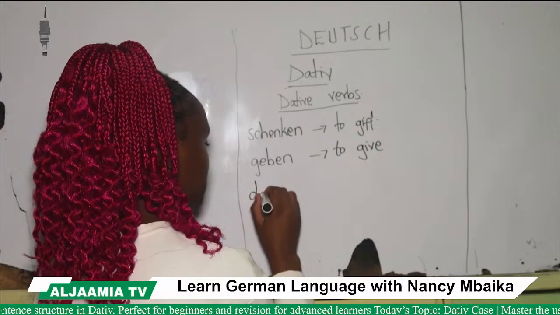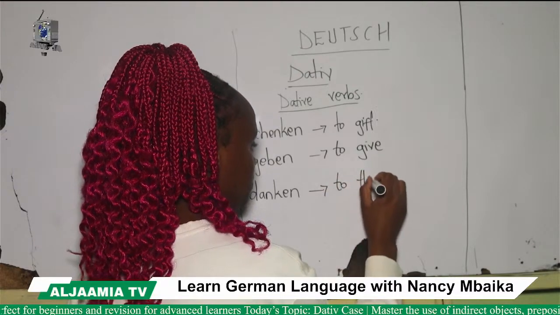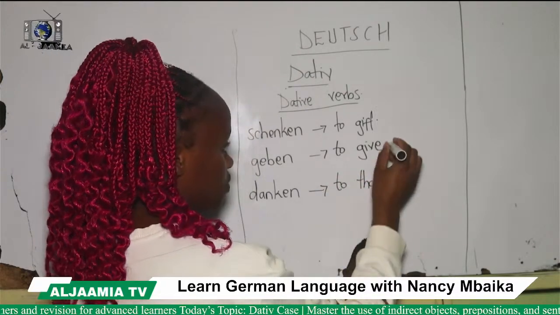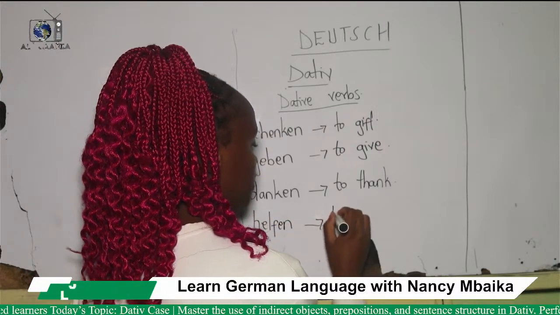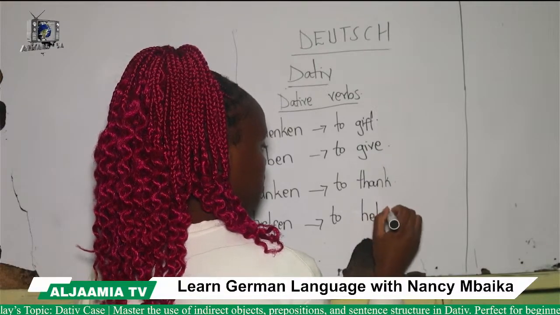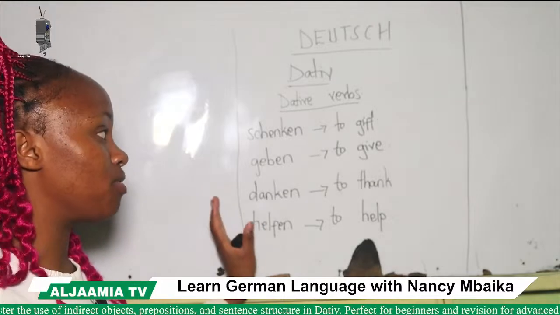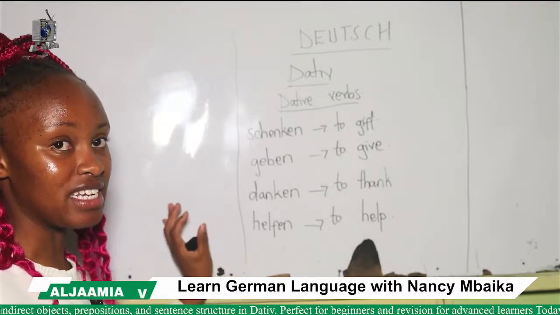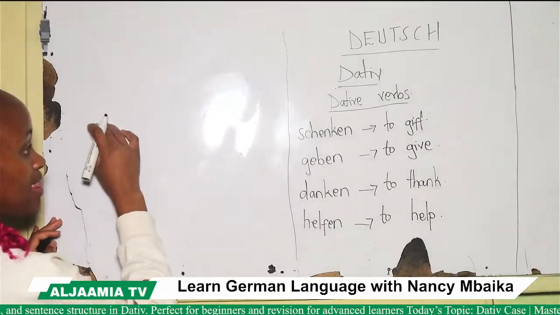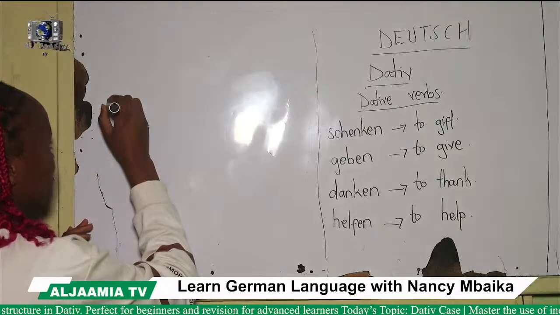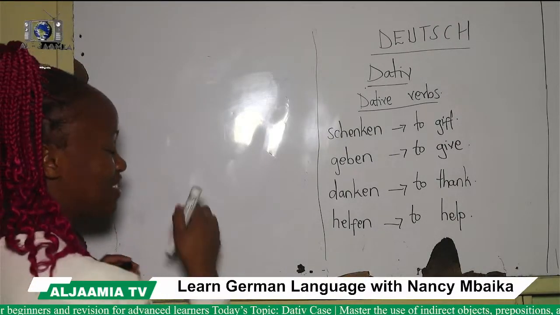We have danken, to thank someone. We also have helfen, which means to help. We can go on and on and mention a lot of verbs. So let us just stop from there today. So let us make a few sentences using these verbs. I gift my mother a car. Or should I gift her a dog? Let us gift her a dog.